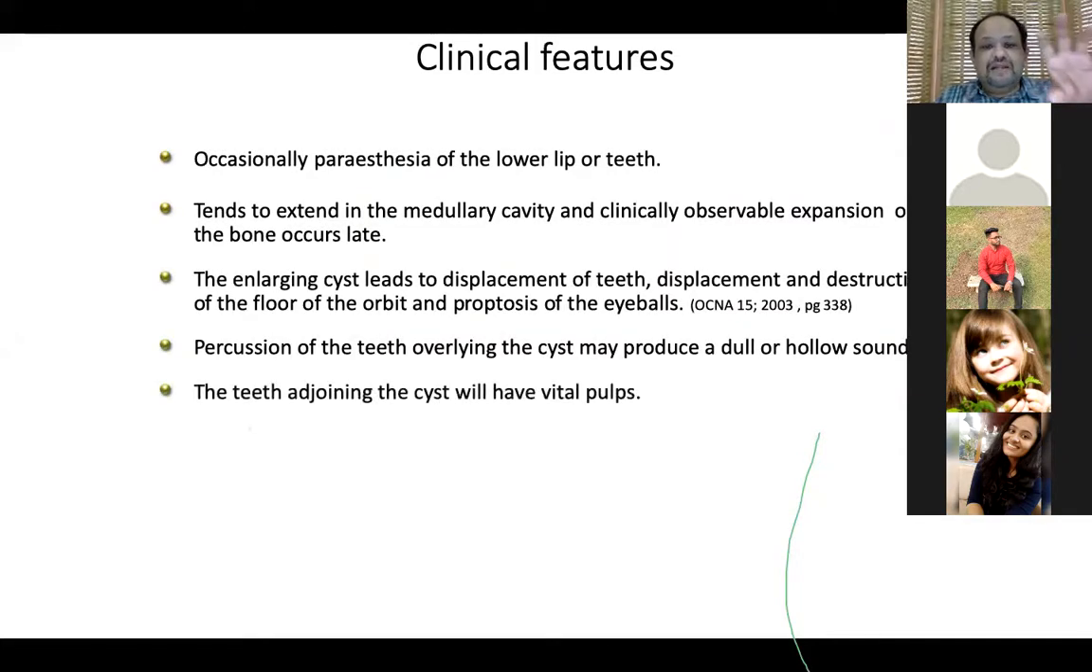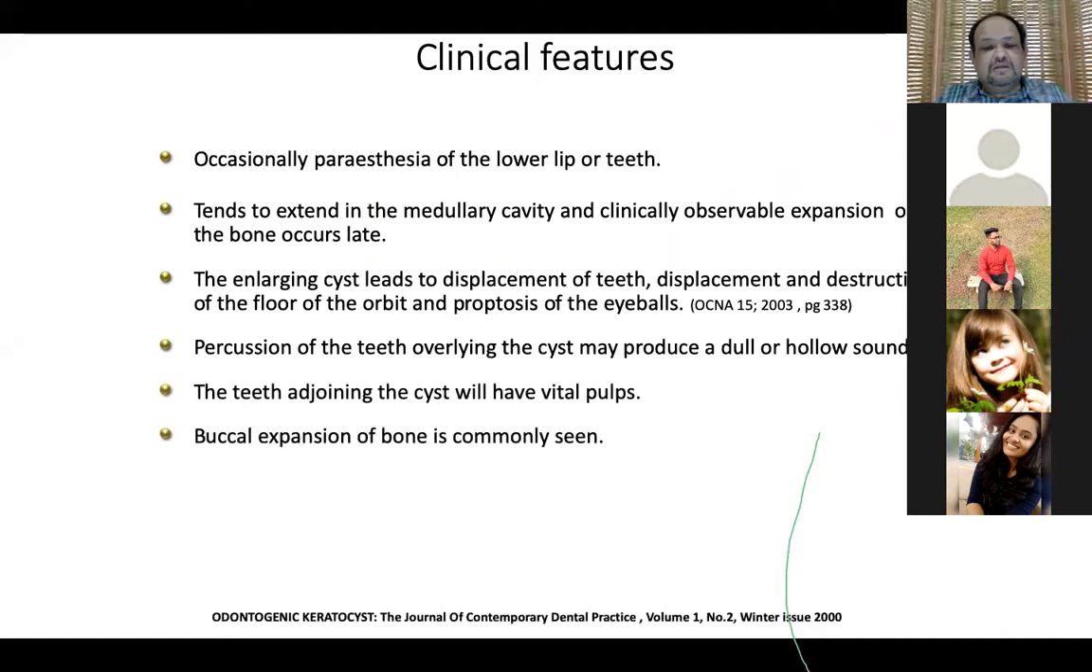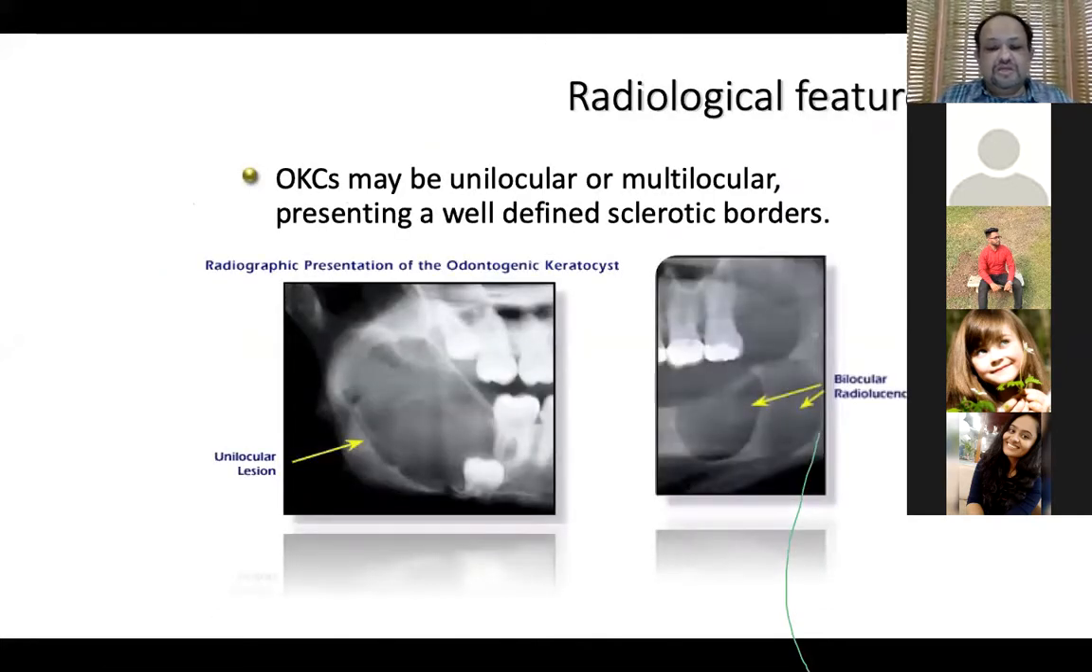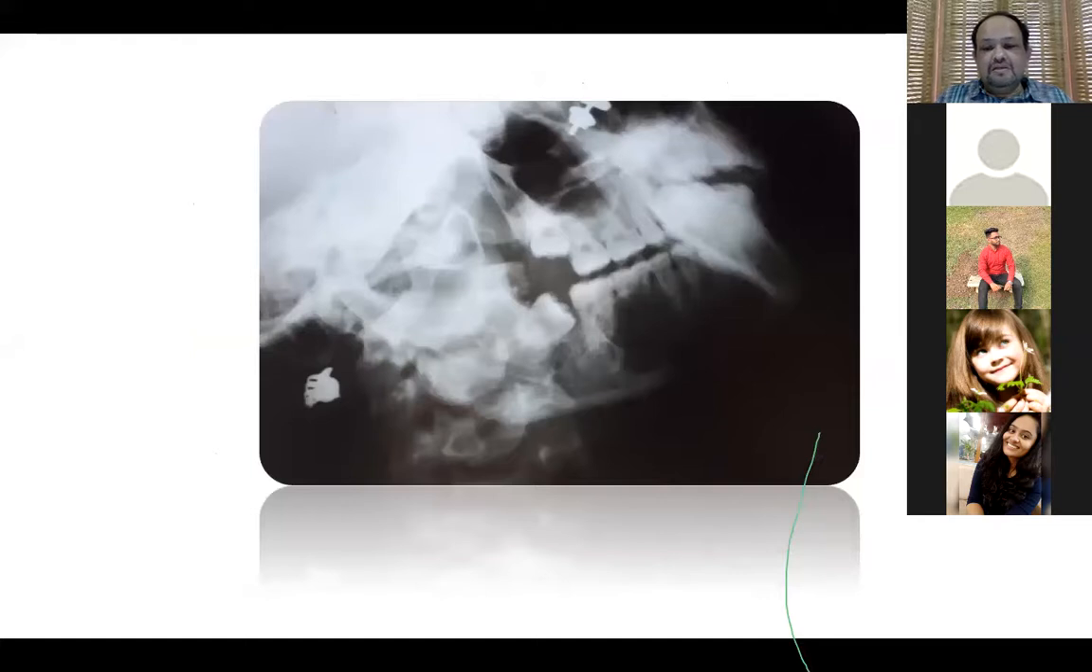So there could be paresthesia, right? The buccal expansion of the bone is seen, okay? At times, not always. It may be unilocular. Now you see here, it's a big unilocular radiolucency, which is marked in yellow, right? In the yellow arrows, okay? It can attain huge size from ramus to ramus of the opposite side, right? This is again what you see over there.